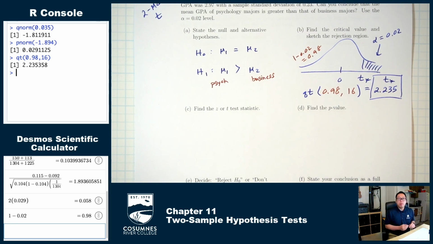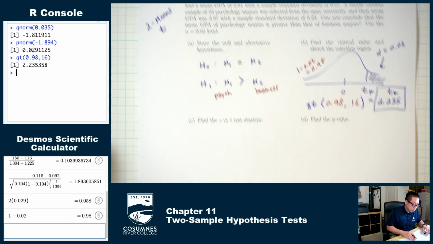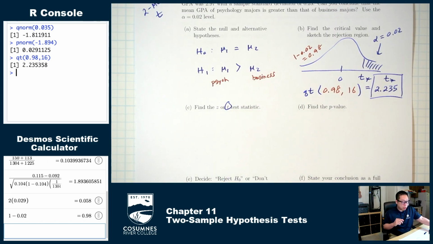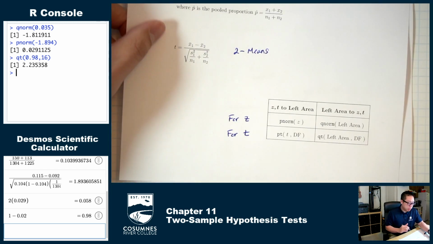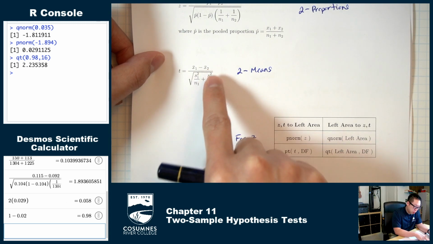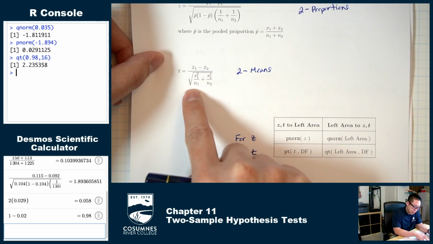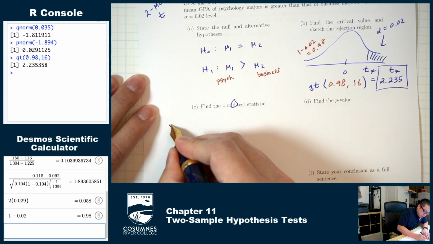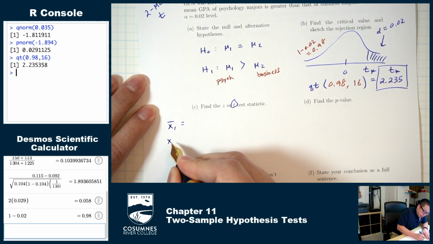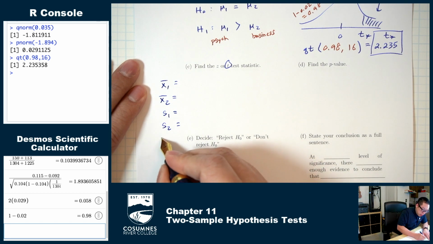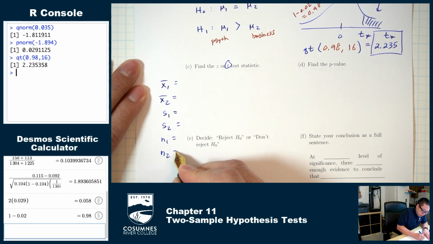Part C, find a Z or T test statistic. We're talking about means. I'm looking for a T here. And we're talking about 2 means, so I should be using the second T formula, which is this one. This formula has an x1 bar, x2 bar, S1, S2, N1, N2. Let me write all those down. X1 bar, X2 bar, S1, S2, N1, N2. Okay.